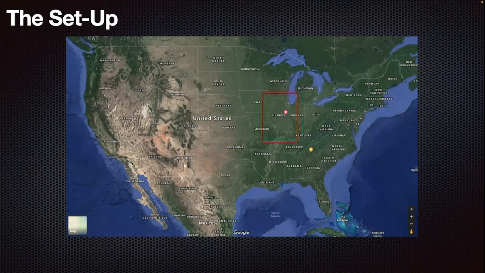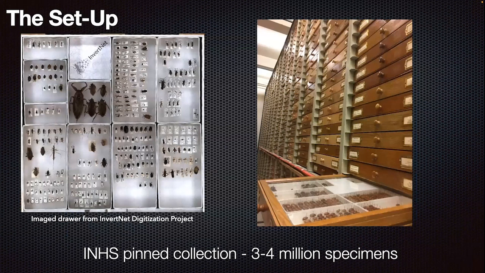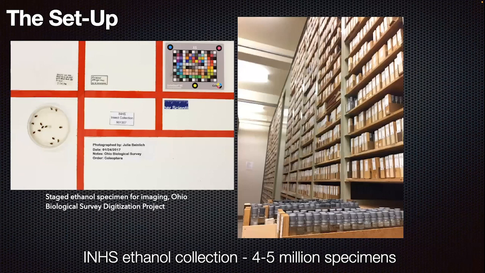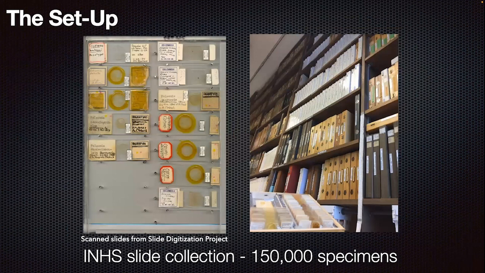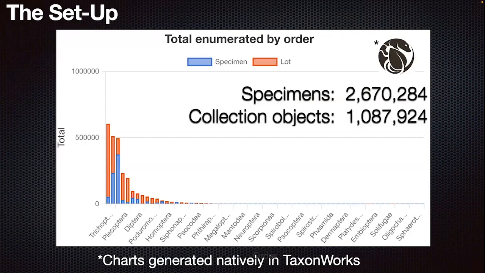We have about 3 to 4 million specimens in our pinned collection, about 4 to 5 million specimens in our ethanol collection, and another 4 to 5 million specimens in our ethanol collection. And then about 150,000 slides you can see there. So right now we have digitized about 2.6 million specimens, about 100,000 or so collection objects. You can see the relative numbers there.